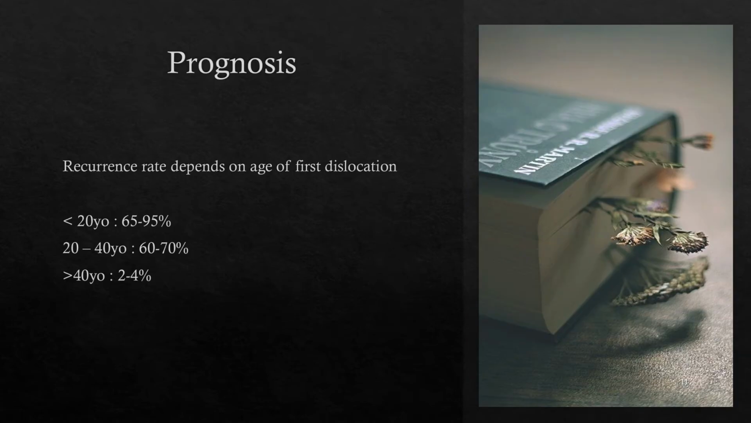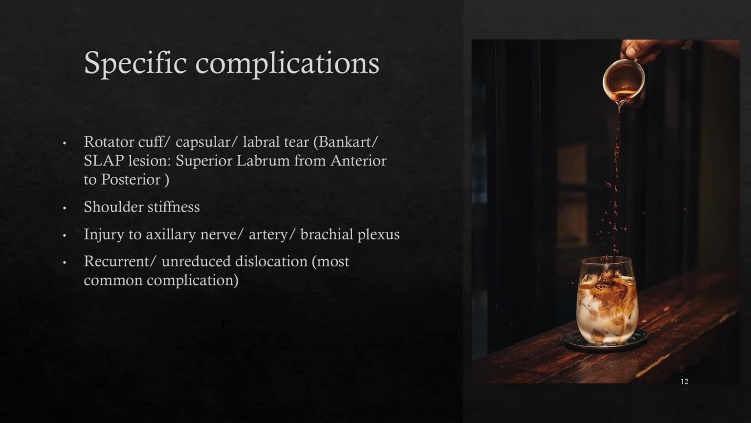The prognosis or recurrence rate depends on the age of the first dislocation. If the patient is less than 20 years old, the recurrence rate is 65 to 95%. Between 20 to 40 years old, it is between 60 to 70%, and greater than 40 years old, the recurrence rate is 2 to 4%.